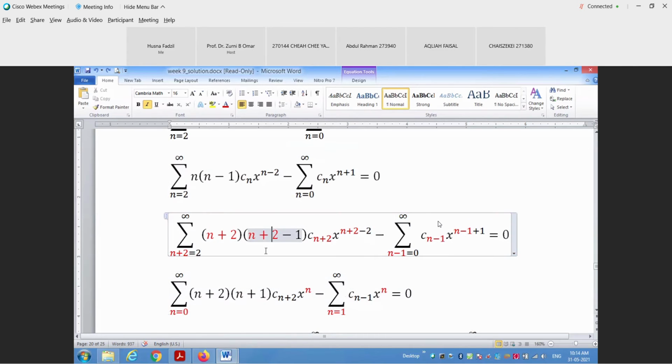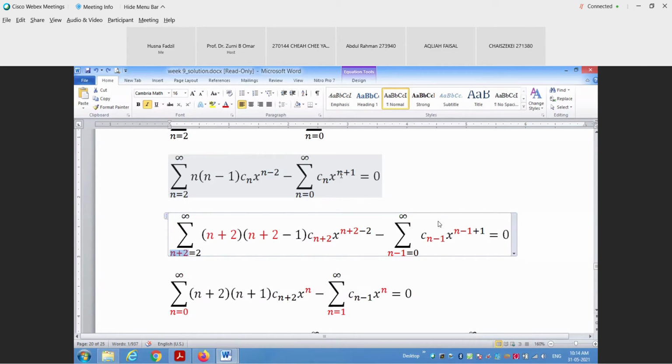So here you replace n with n plus 2. Here also replace n with n plus 2. And then n minus 1 will be n plus 2 minus 1, Cn will be Cn plus 2, x to the power of n minus 2 will be x to the power of n plus 2 minus 2. Okay, minus.